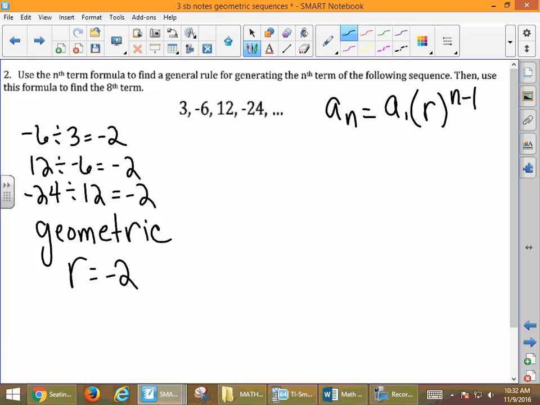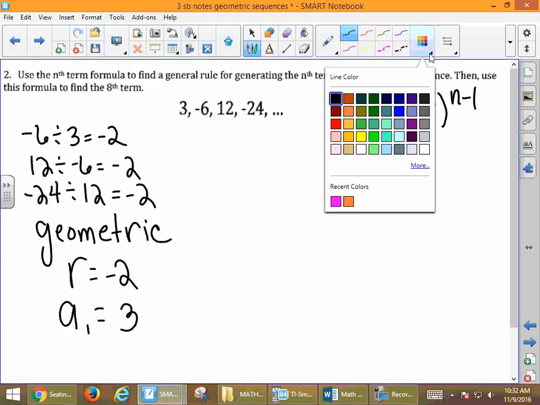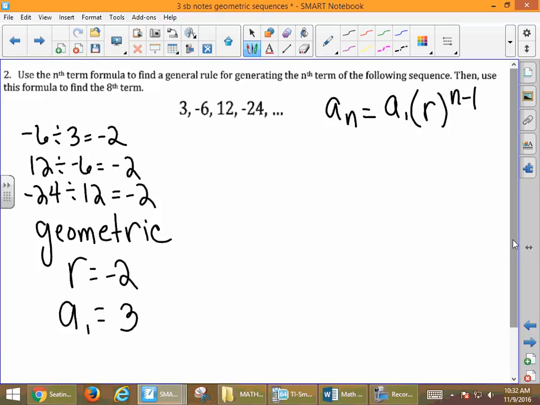Well, we also happen to know what a sub 1 is. In our formula over here, we have a sub 1, we have r, and we have n in it. So we know our common ratio. If we look back at our list of terms here, our a sub 1 is 3. And once we identify those values, we can put them back into the formula. So a sub 1 is 3. Our common ratio is negative 2. And then it's n minus 1. That's generating the nth term. Well, we don't know what a term is here.